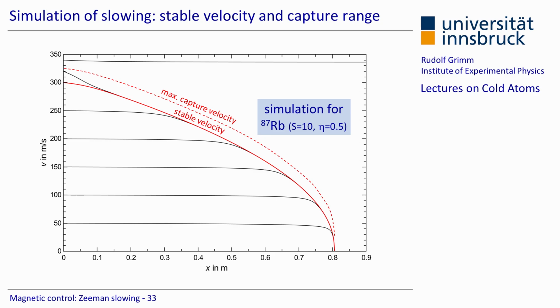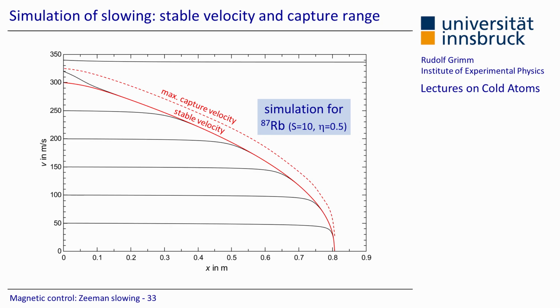So atoms with a velocity below these 300 meters per second first don't see the slowing light, but then when traveling a little bit in the Zeeman slower, at some certain distance they reach resonance, and then they are affected by the laser light and slowed down, and they are actually cooled then towards this red curve, which means they keep now the stable velocity, and at the stable velocity they are brought down to zero velocity. That's the behavior in the stable region.